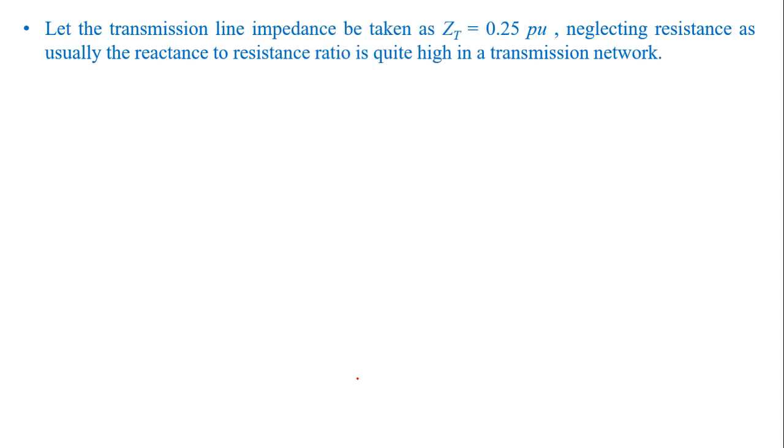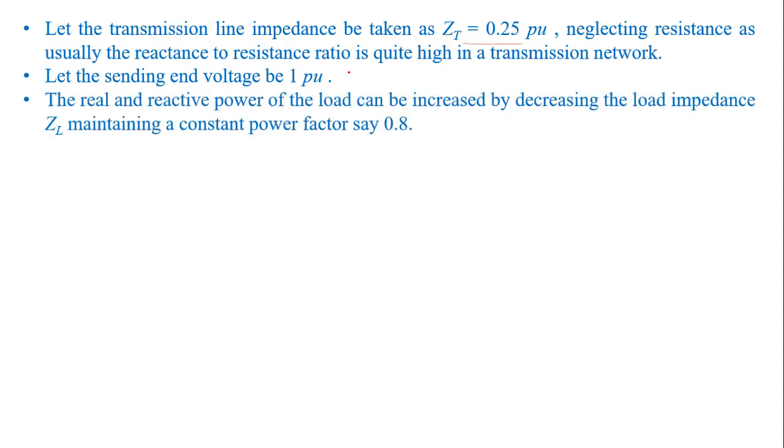Let the transmission line impedance be taken as Zt equal to 0.25 per unit, neglecting the resistance, as usually the reactance to resistance ratio is quite high in a transmission network. Let the sending end voltage be 1 per unit. The real and reactive power of the load can be increased by decreasing the load impedance Zl and maintaining a constant power factor, say 0.8.